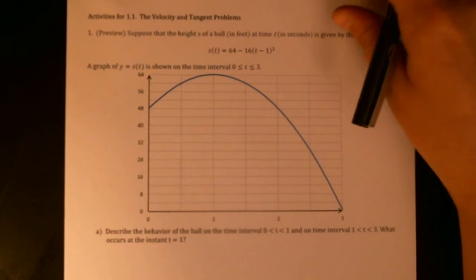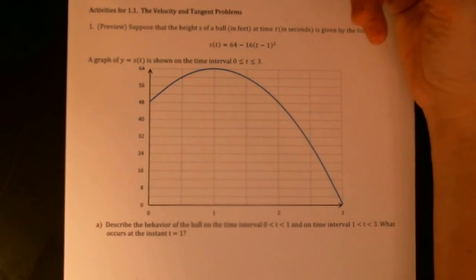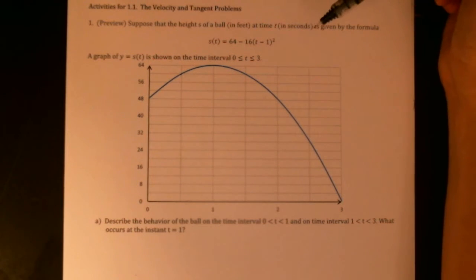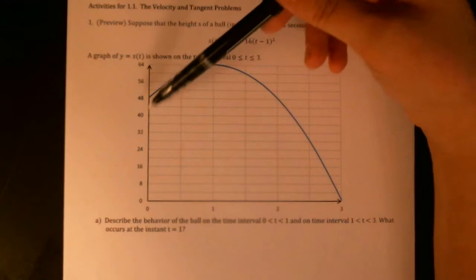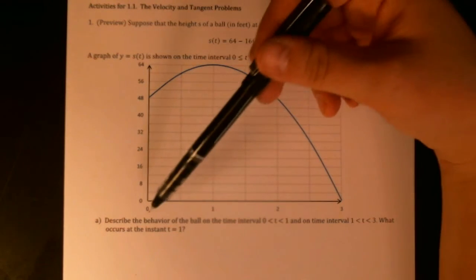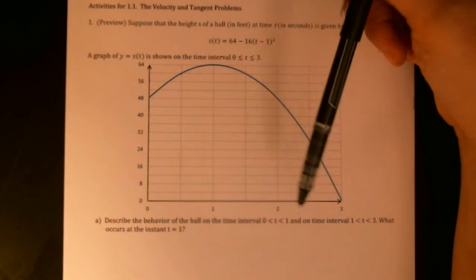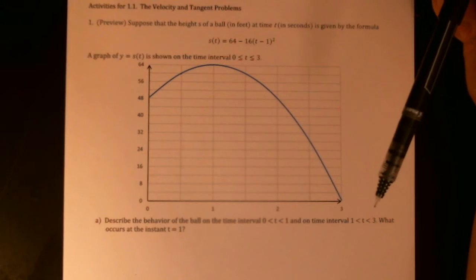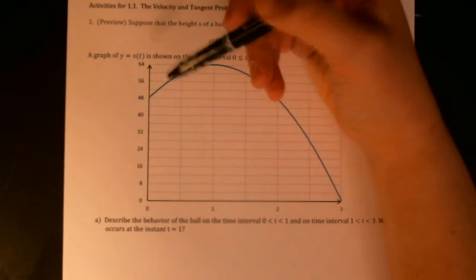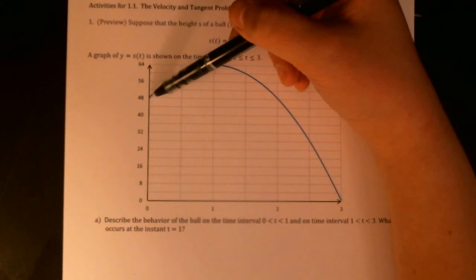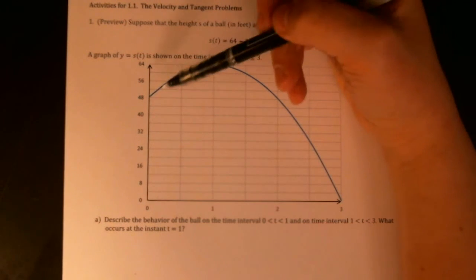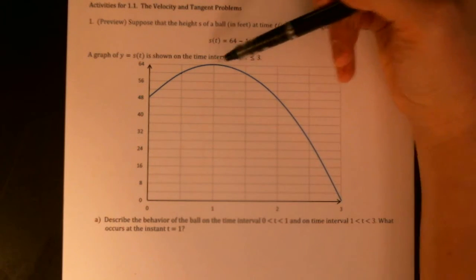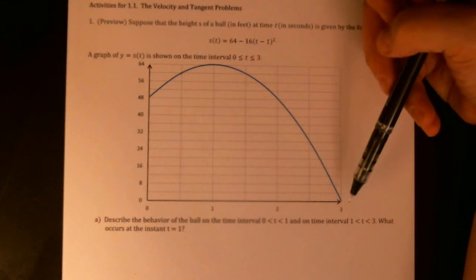Okay, so in this problem we have a position function, s of t. This gives the height of a ball after t seconds. And we're supposed to check this graph out that shows us the first 3 seconds. First we're supposed to describe the behavior of the ball over the first 1 second and then from 1 to 3 seconds. So over the first second, really what I'm looking for is that you recognize the ball started off at 48 feet high, and over the first second its height is increasing, and then from second 1 to second 3 the height is decreasing.